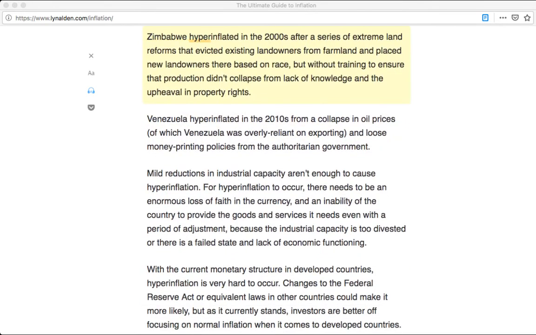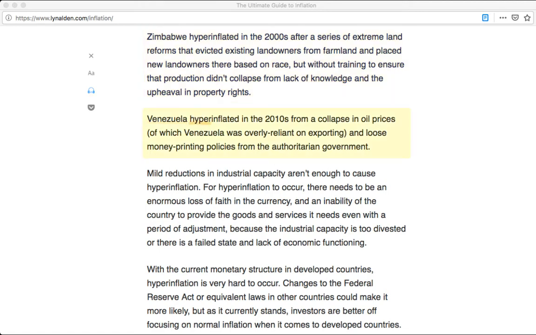Zimbabwe hyperinflated in the 2000s after a series of extreme land reforms that evicted existing landowners from farmland and placed new landowners there based on race, but without training to ensure that production didn't collapse from lack of knowledge and the upheaval in property rights.